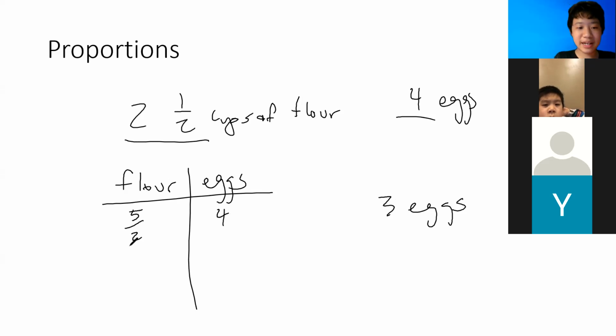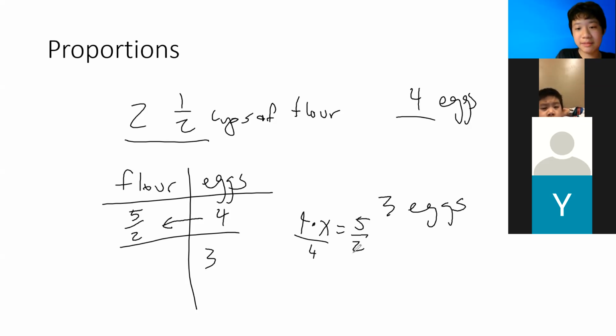And then my next row, I have 3 eggs. Okay, so how do I figure out how much flour I need? Well, let's look. How do I get from 4 to 5 halves? Well, 4 times some number x is going to get me to 5 halves.